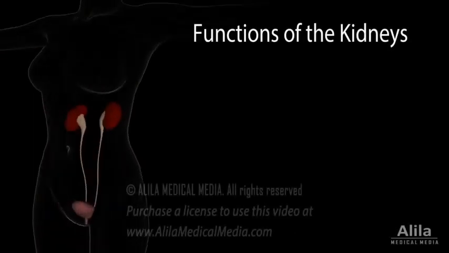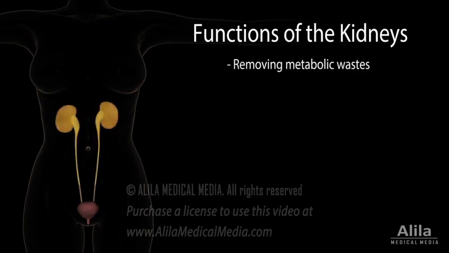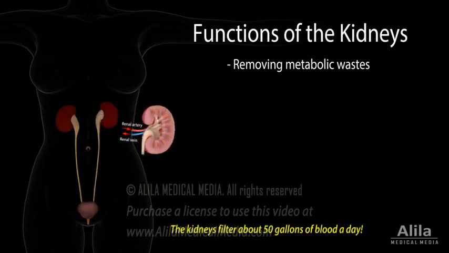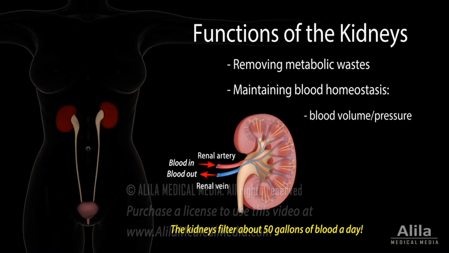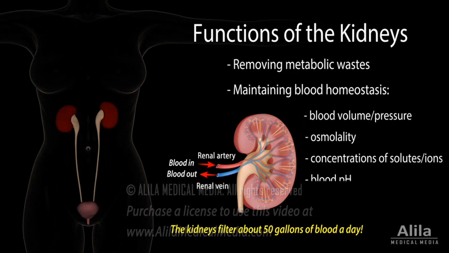The urinary system is best known for removing metabolic wastes from the body in the form of urine, but its importance goes far beyond that function. As the kidneys filter large amounts of blood plasma, they are well positioned to detect changes in blood volume and composition, and respond accordingly. In fact, the kidneys are critical in maintaining steady state, or homeostasis, of many blood parameters, including blood volume and pressure, osmolality, concentrations of various solutes, blood pH, and red blood cell count.